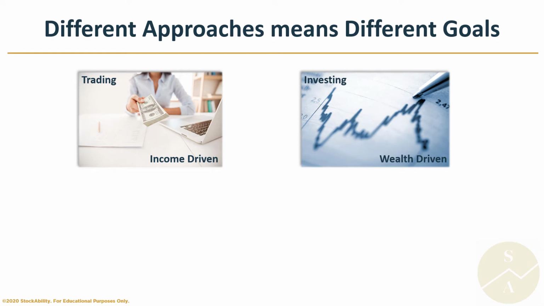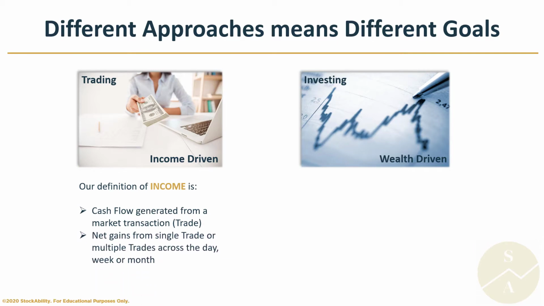I've always described trading as more of an income-driven process. And we define income as this: it's cash flow generated from a market transaction, which is what we call a trade. Net gains from a single trade or multiple trades across the day, week, or month could also be classed as income. And the goal is regular positive withdrawals from the account. Now, remember, I say the goal is; there are going to be weeks, days, months where you're maybe down a little bit as well. And that's why risk management is so important, and that will feature in a further lesson in the StockAbility Startup.